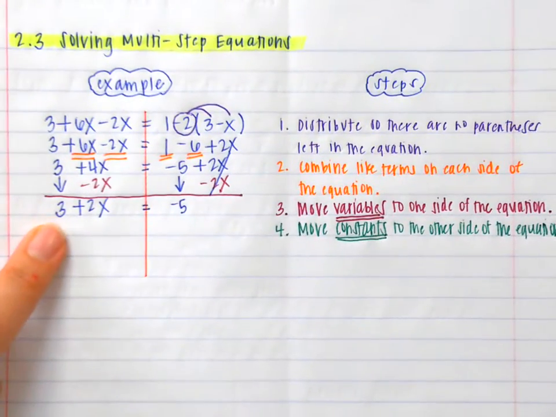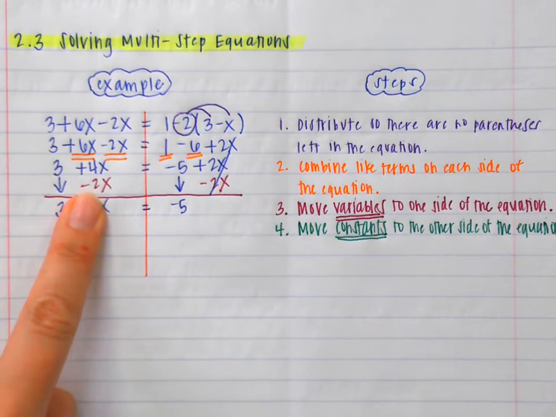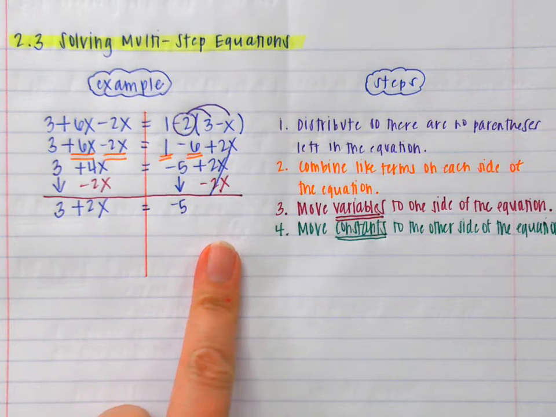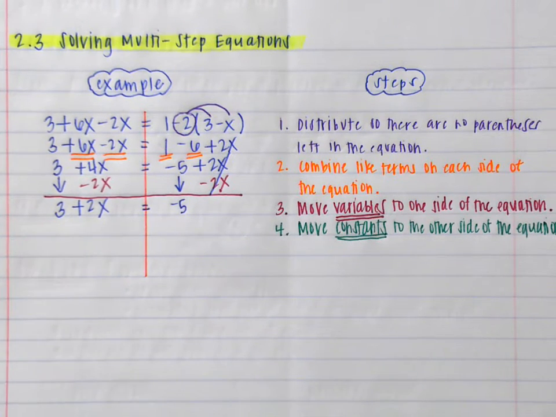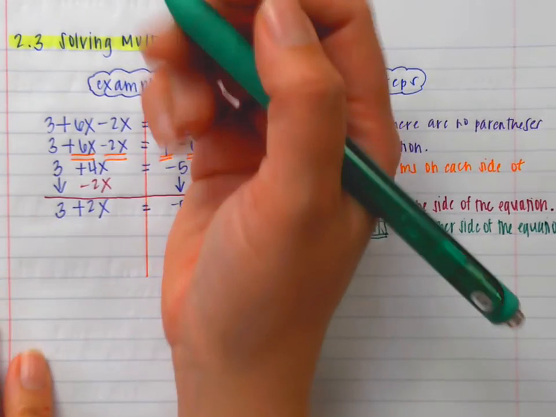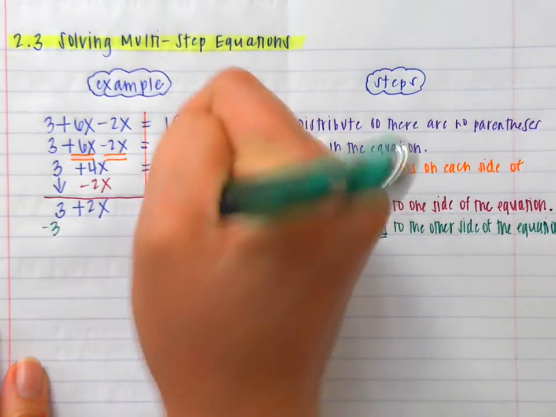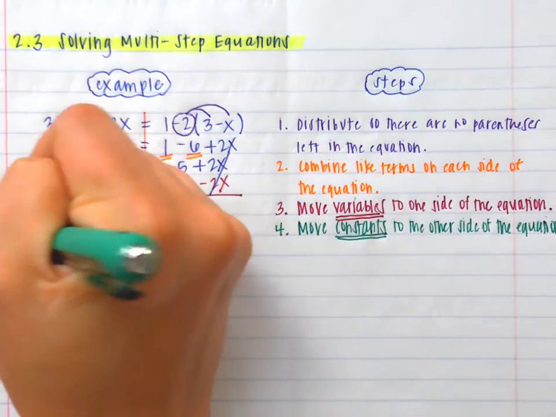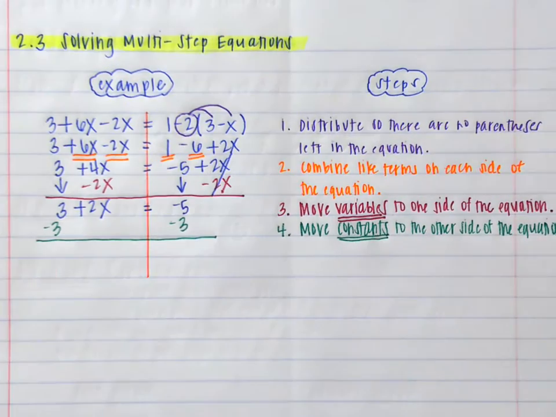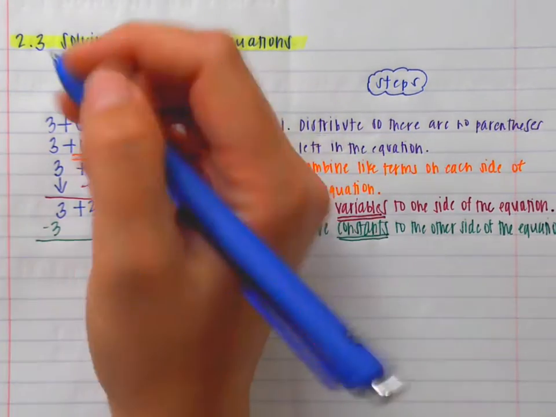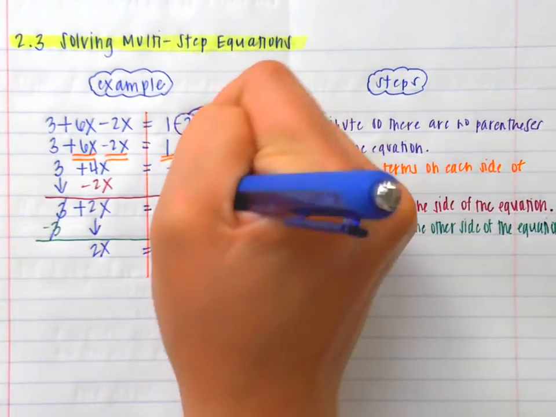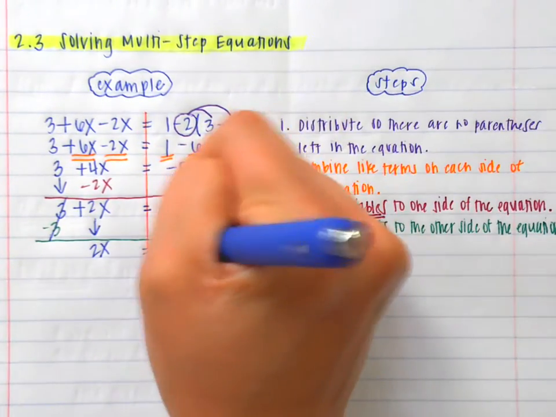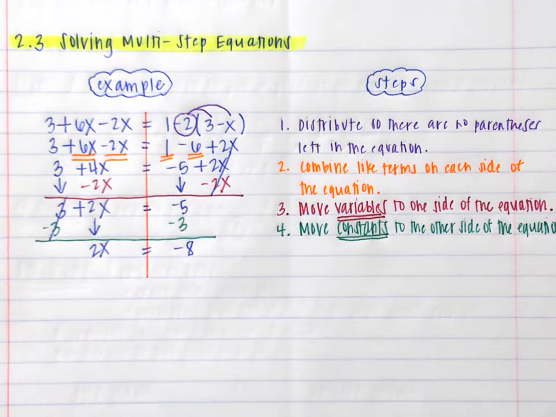So if I move my variables to the left side, I now want to move my constants to the right side. I have a positive 3. To move that positive 3 to the other side, we're using inverse operations. If this is a plus, the opposite is a minus. 3 minus 3 is 0. That's what we wanted. Bring that 2x down. Negative 5 minus 3 is negative 8, and we're almost done.